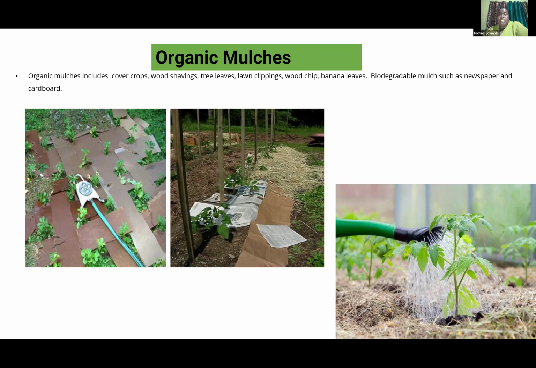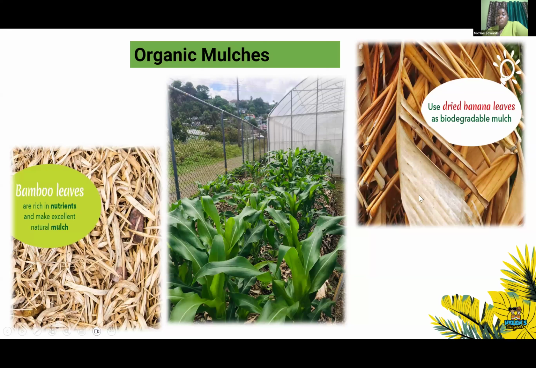So this is just some other examples of organic mulch. In the first one, we have bamboo leaf, we have banana leaf between some corn, and you can use dried banana leaf, right? Inorganic mulch, the plastic one, and the agri-fabric. So the first two pictures are the plastic mulch, and the last one is the agri-fabric.